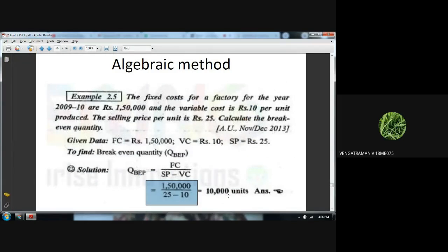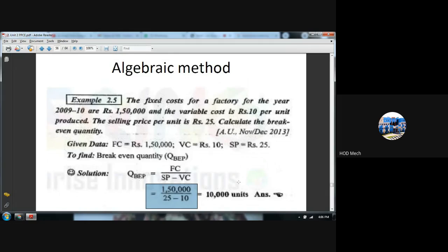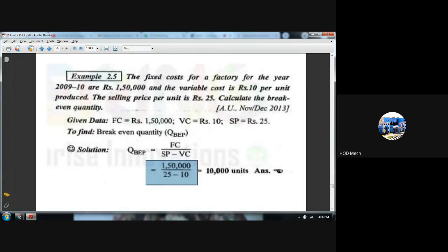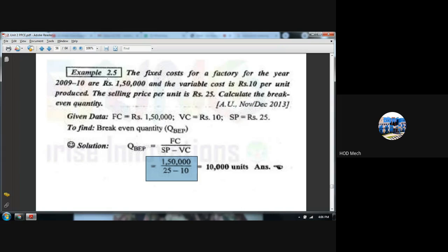Yes sir, visible. Now when you look at this, this is the problem I was talking about. Fixed cost for a factory for the year 2009 to 10 is rupees 1,50,000. Variable cost given is rupees 10 per unit. Selling price is rupees 25 per unit. Now with this data, you have to calculate the break-even quantity. Remember well: in the denominator of the break-even quantity, SP, selling price, and variable cost are always stated per unit.